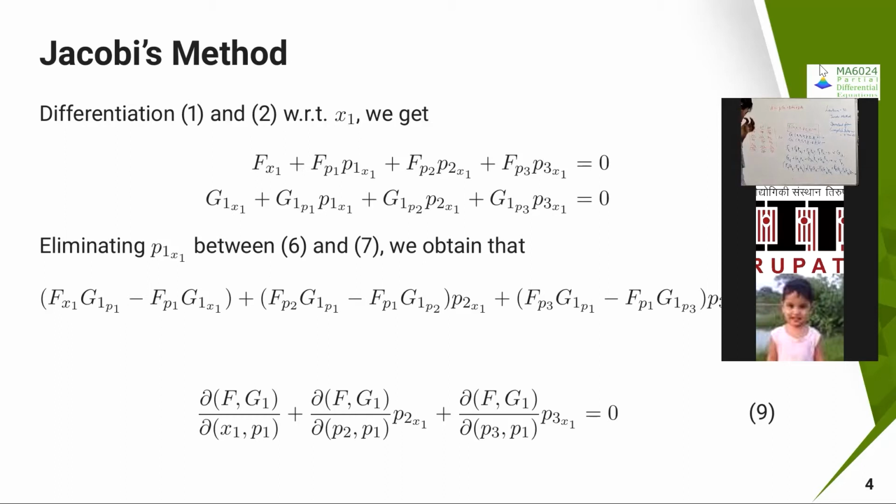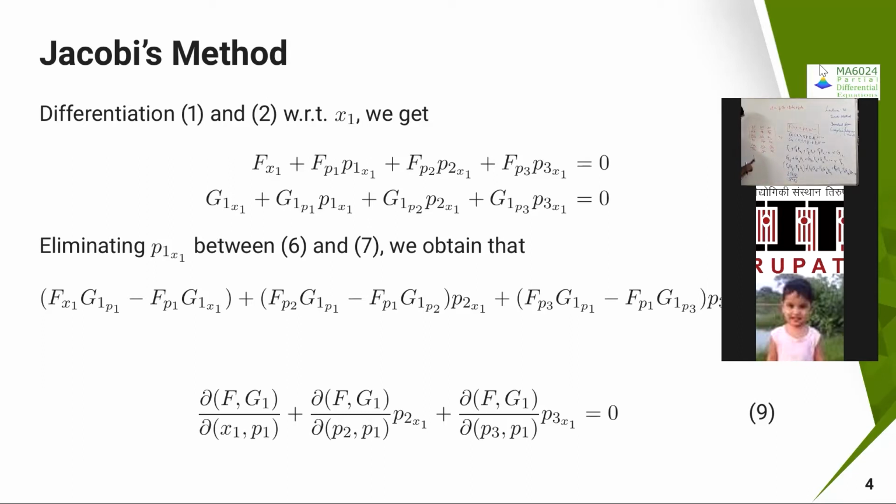So what is the meaning of this one? This is nothing but dou of (f, g1) divided by dou of (x1, p1). Okay, so you can just check that this is going to be fx1.